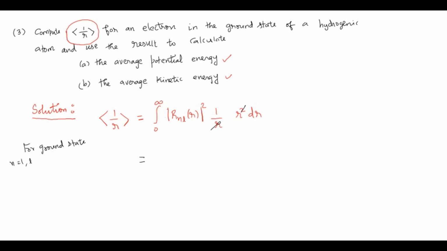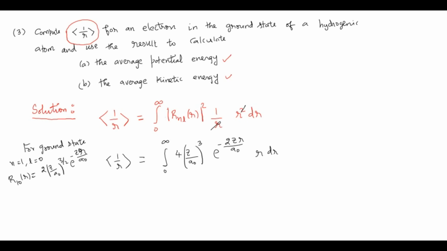So for the ground state, n is equal to 1, l is equal to 0, R10 of r is equal to 2 times (Z by a0) to the power 3 by 2, e to the power minus Zr divided by a0. So the expectation value of 1 over r becomes the integral from 0 to infinity, and modulus square, therefore it is 4 (Z by a0) cubed, e to the power minus 2Zr divided by a0, into r dr. We can pull out the constant term 4Z cubed by a0 cubed. So we are going to solve only this integral, 0 to infinity r e to the power minus 2Zr divided by a0 dr, where a0 is the Bohr radius, right?